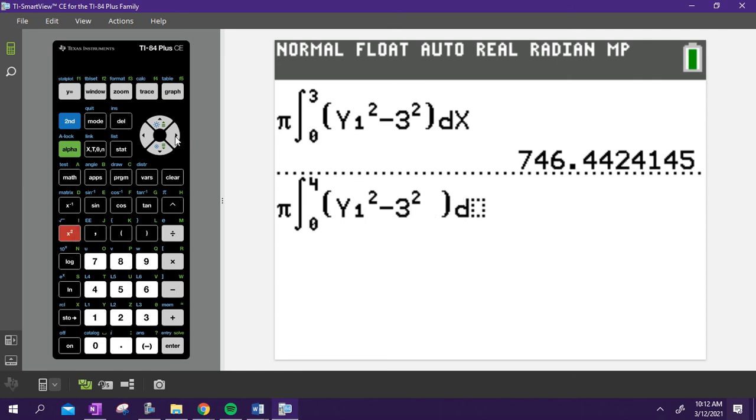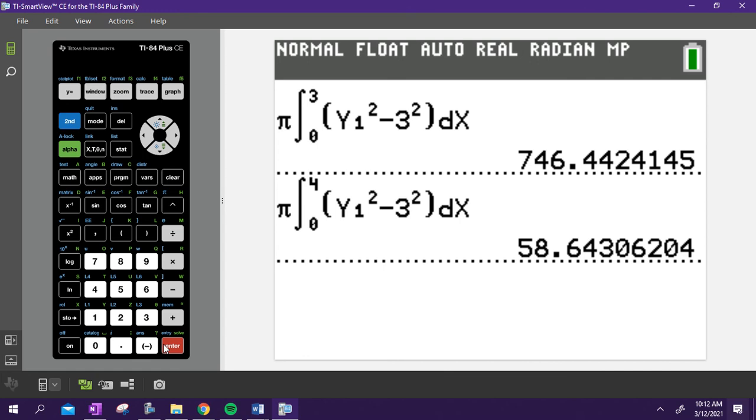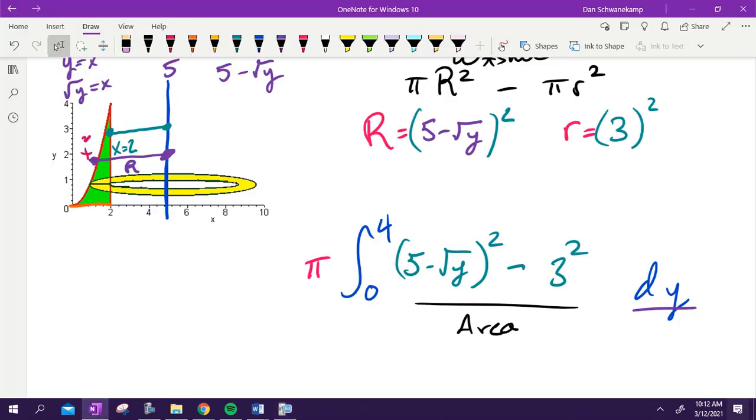Thumbs up, you got a number bigger than 60. Thumbs down, you got a number less than 60. We plug it in, we hit enter. You should have gotten 58.643. Check your work, see if you agree.